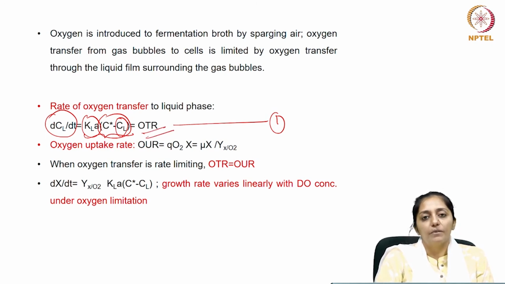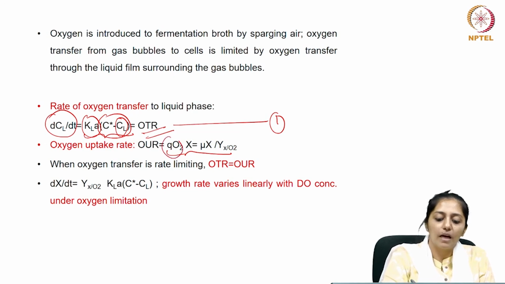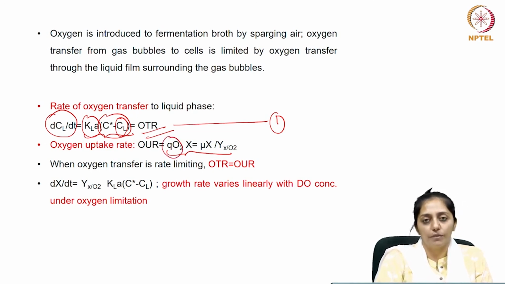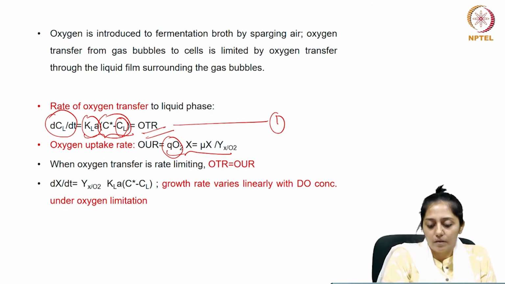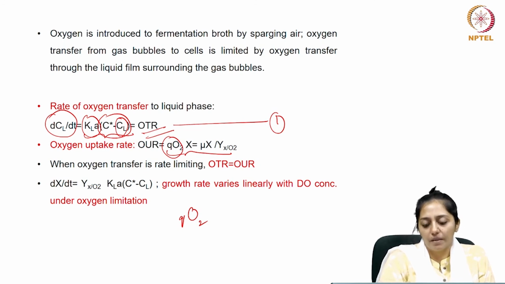Similarly, the rate at which the oxygen is getting consumed in the fermentation broth can be given as QO2 multiplied by X, where what is QO2? QO2 stands for the specific oxygen demand of the culture, which means the amount of oxygen consumed per unit biomass per time. So to understand oxygen uptake rate, QO2 is the specific oxygen uptake rate. If we convert it into oxygen uptake rate, we need to multiply it with the biomass so that it becomes the oxygen uptake rate.